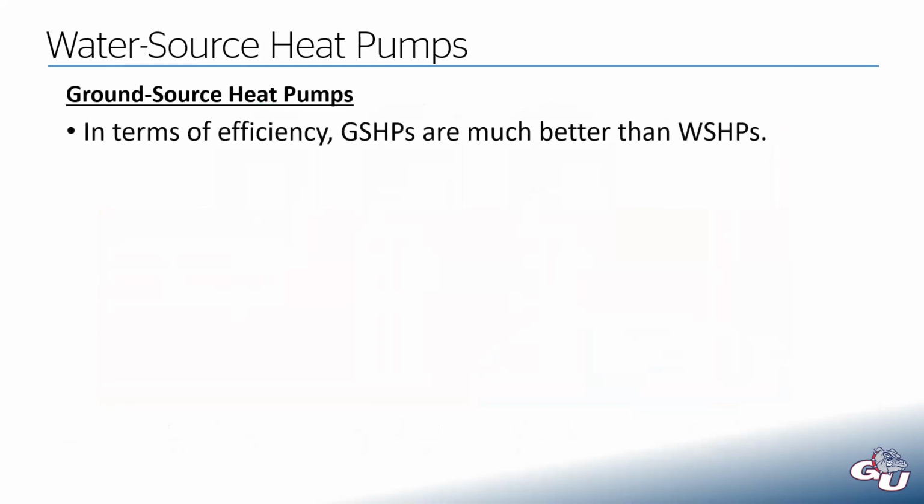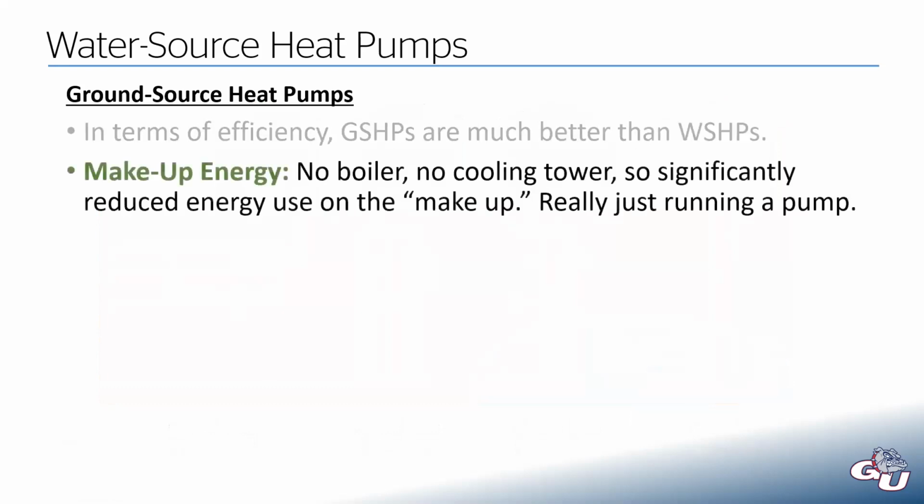If we're talking about efficiency, ground source systems are a lot better than water source heat pumps. Reasons being, on the makeup energy side, we don't need a boiler, we don't need a cooling tower, so there's a lot less energy on the makeup side of the equation. All you really need to do in a ground source system is run a pump and just get that water moving, and you're just pumping the water through the earth. That's it. You might need a bigger pump if you have an extensive piping network underground, but at the end of the day, that's going to be way more efficient than having to put in a boiler and a cooling tower.